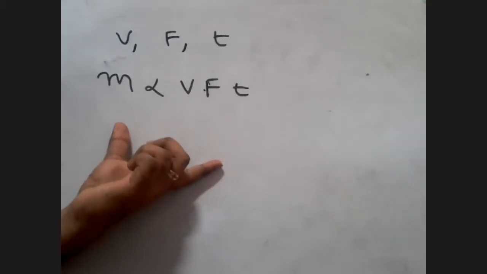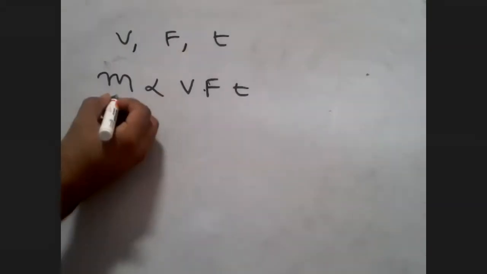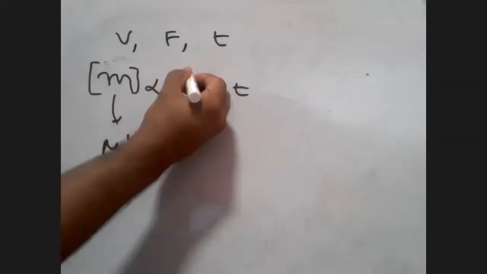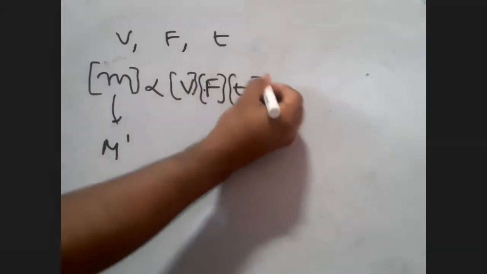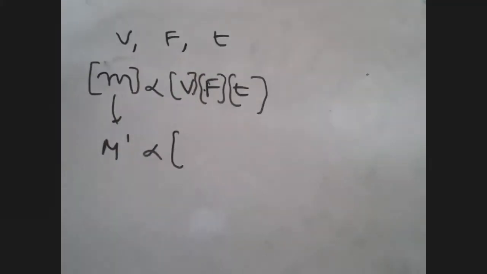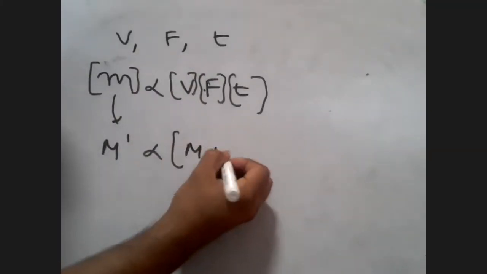So we can do it now. Can we do it now? So tell me, what is the dimension of mass, students? M raised to 1. Of course, put it in the brackets. What is the dimension of RHS now? What is the dimension of velocity? Meter per second, LT to the minus 1.